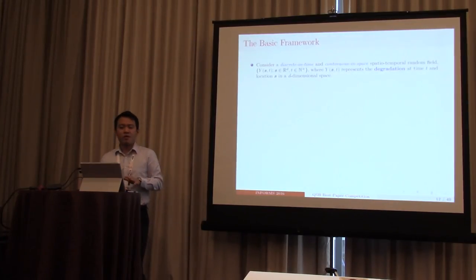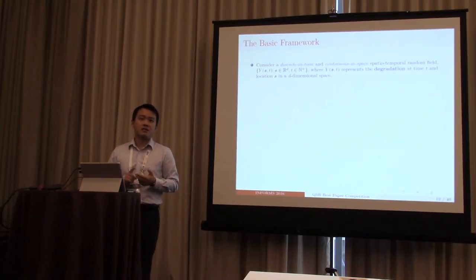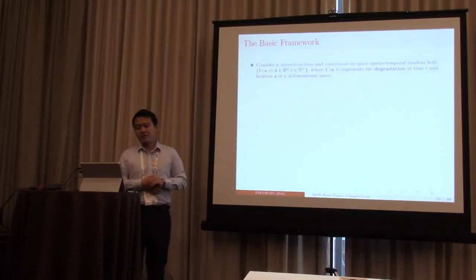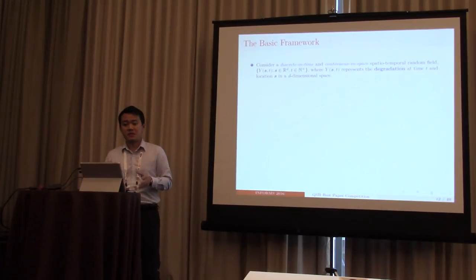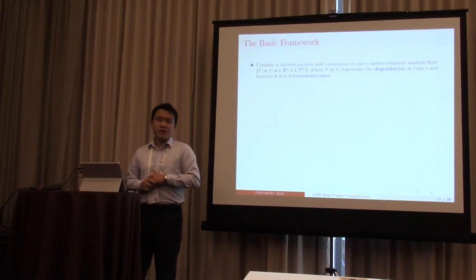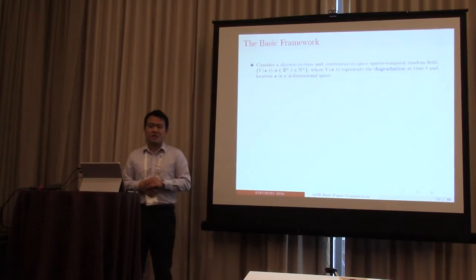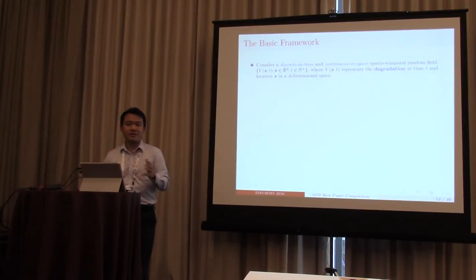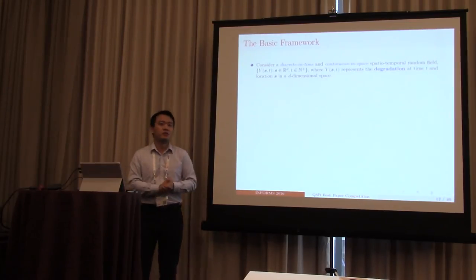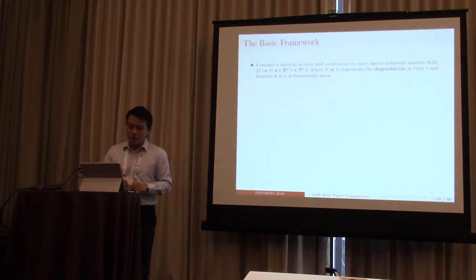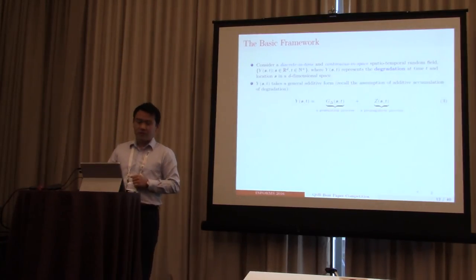We're going to start with a degradation process which is continuous in time and discrete in space. Later on we're going to expand this. Y here represents the degradation at location s and time t in a d-dimensional space. To make this presentation easier, I'm going to assume that d equals 2. But the results can be extended to higher dimensions, when d equals 3, and it also includes the special case when d equals 1, just as in the first motivating example.